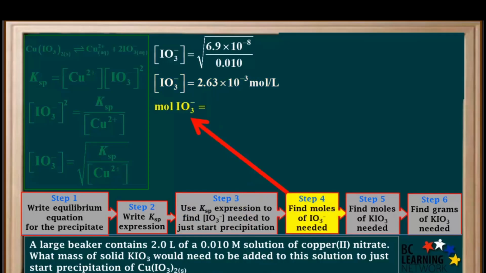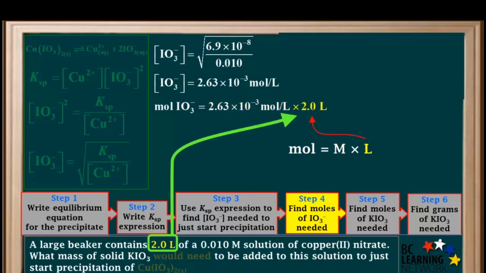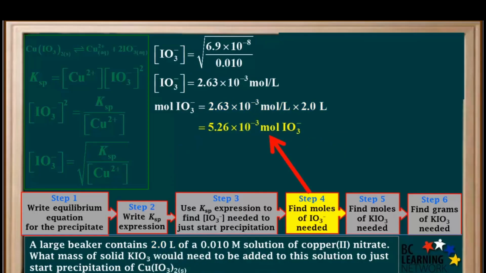In step 4, we want to calculate the moles of IO3 minus in the solution in the beaker. We see at the bottom that we have 2 liters of solution. Because moles is equal to molarity times liters, moles of IO3 minus is equal to 2.63 times 10 to the negative 3 moles per liter times 2 liters, which equals 5.26 times 10 to the negative 3 moles of IO3 minus.